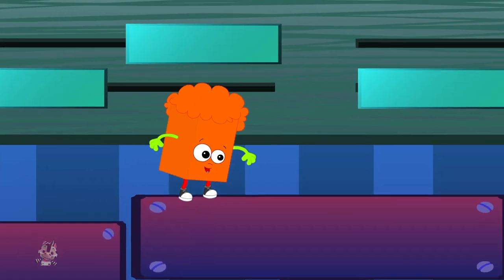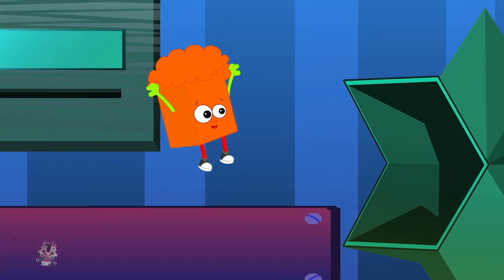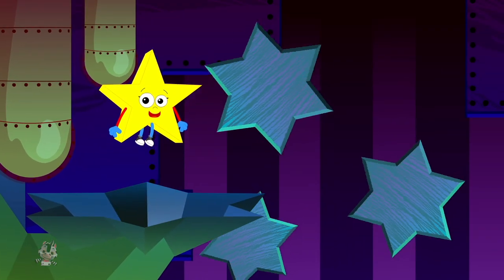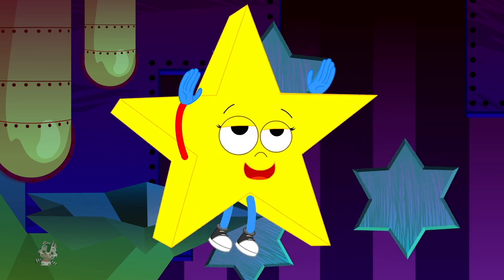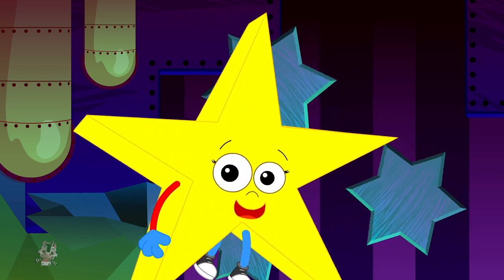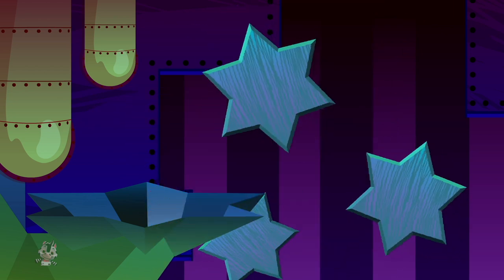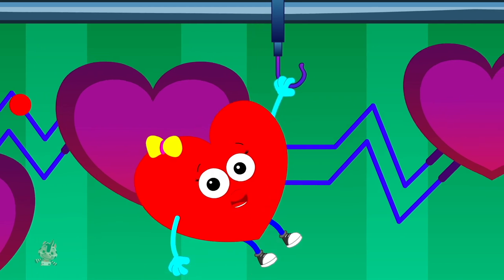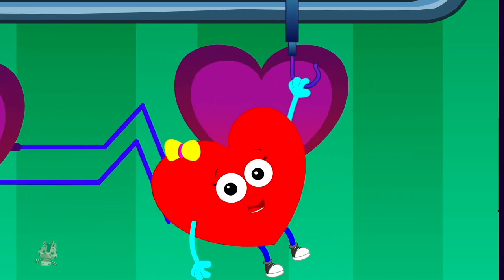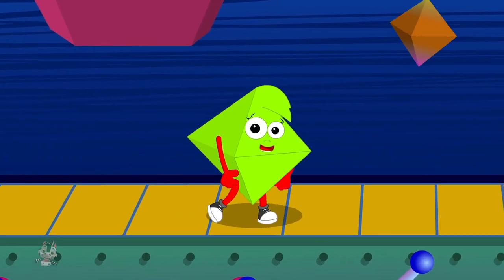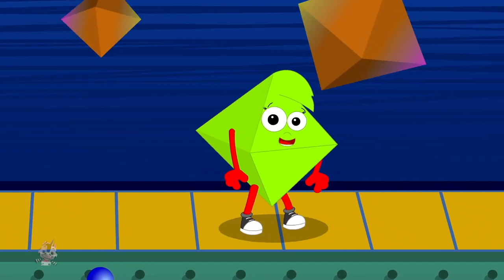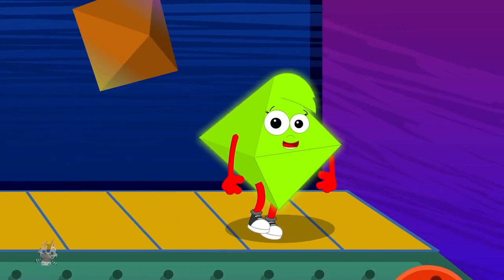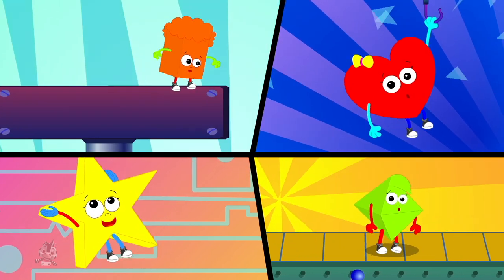I'm a rectangle, rectangle, like a really long square. I have four sides, I'm a rectangle, rectangle. I'm a star, in the sky, so, so far. I have five pointy arms, I'm a star, I'm a heart, I'm so curvy and so smart. I'm a really lovely shape, I'm a heart, I'm a diamond, you can see me on a ring. I'm so shiny and so bright, I'm a diamond. We are shapes! You can see us everywhere!